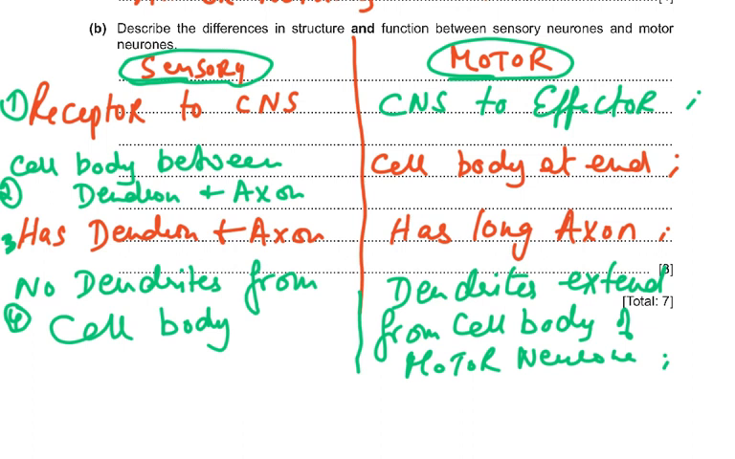Like if you said sensory receptor to CNS and motor CNS to effector, only then you got a mark. Because it says describe the differences in structure and function between sensory neurons and motor neurons. So you could talk about the structure or the function, but you had to do the differences. So they carry impulses from receptor to CNS, that's a function. The CNS to effector, then cell body between dendron and axon, cell body at one end has dendron and axon, has a long axon, and no dendrites from the cell body. In the sensory neuron, there are dendrites extending from the cell body of the motor neuron. So easy question.